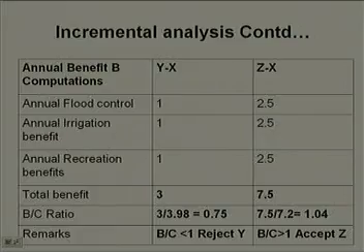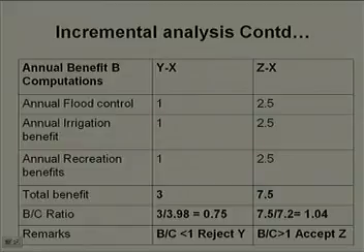Now in the same manner, in a similar pattern, we will calculate the annual benefit for the incremental part. What is the additional benefit we are getting? If I am choosing Y over X, 1 million in flood control, 1 million in annual irrigation benefit, 1 million in recreation benefit. So I am getting a total benefit of 3 million. So what is the B by C ratio for this additional investment of 100 million? It is giving me 3 by 3.98, which is 0.75.